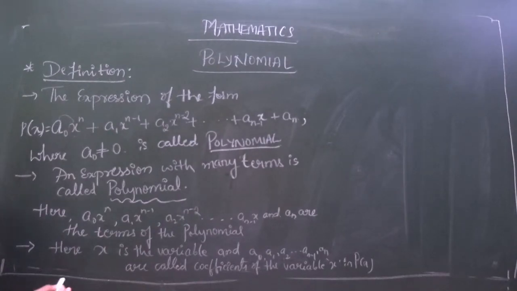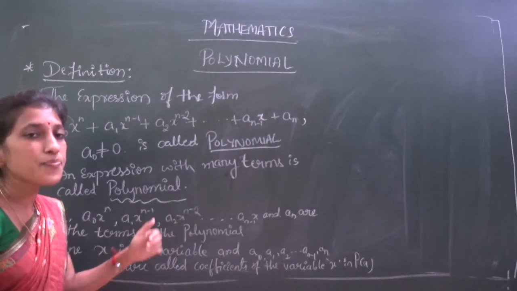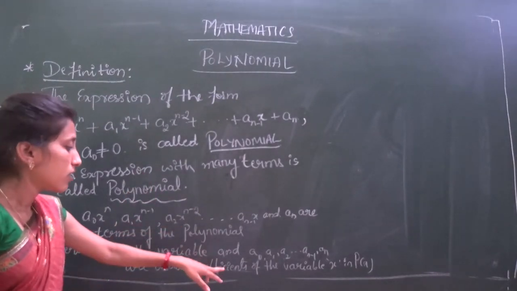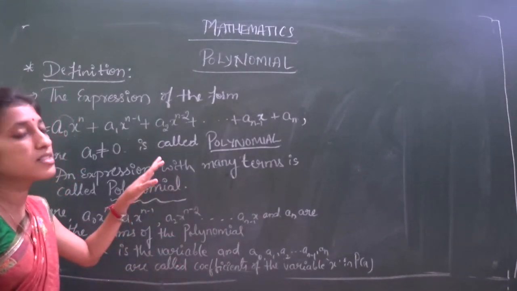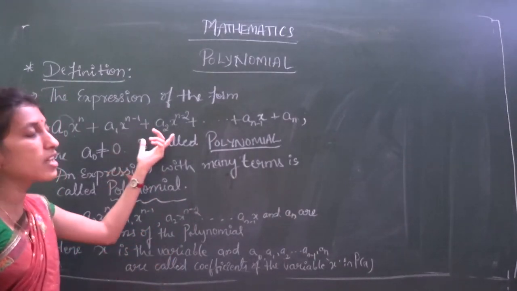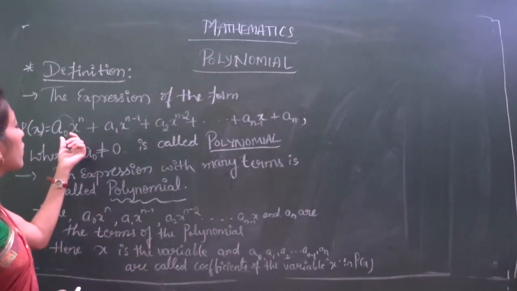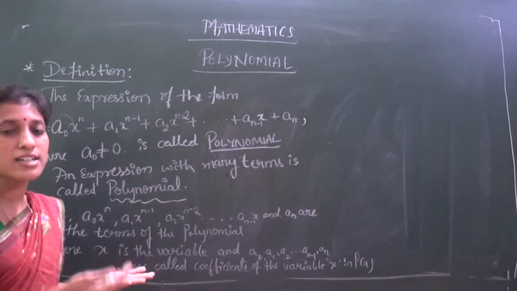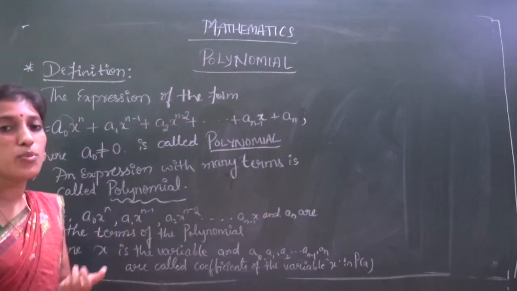So what does a polynomial consist of? A polynomial consists of variables as well as coefficients, with the sign, because without the sign we cannot say it is a polynomial. So along with the sign, all the variables and the coefficients of the variables are called a polynomial. That is one way we can define the word polynomial.